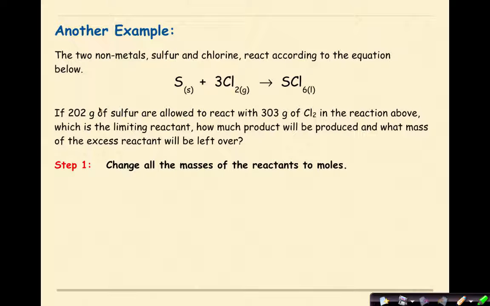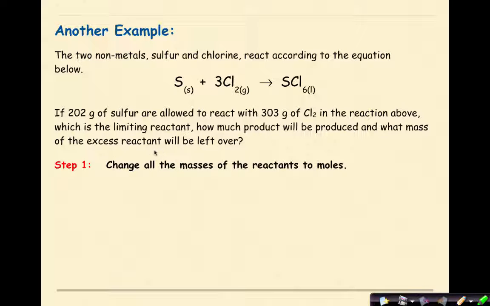Let's look at another example. The two nonmetals, sulfur and chlorine, react according to the equation below. If 202 grams of sulfur are allowed to react with 303 grams of Cl2 in the reaction above, which is the limiting reactant, how much product will be produced, and what mass of excess reactant will be left over?